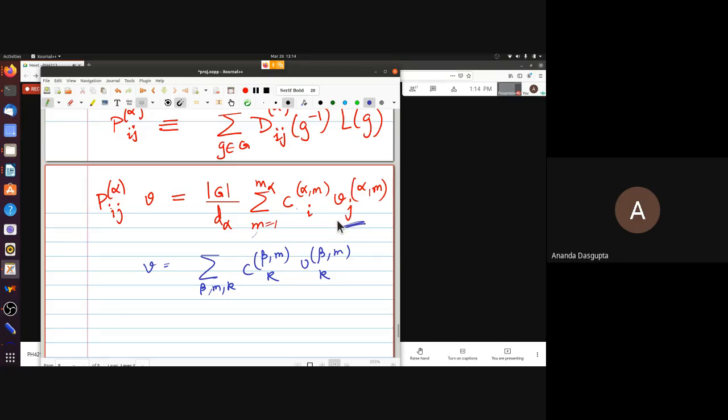And what is that vector? That vector is a jth basis vector of the alpha rep. So the point is, you start with an arbitrary vector V and apply this P alpha ij on it, and the resulting vector is going to be one of these basis vectors we are looking for.